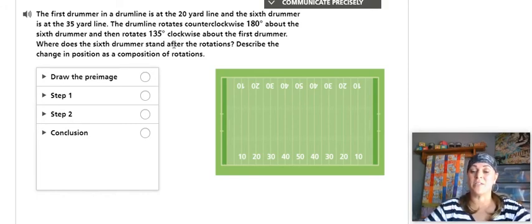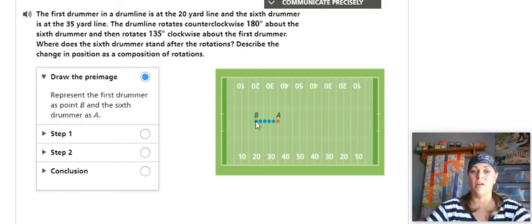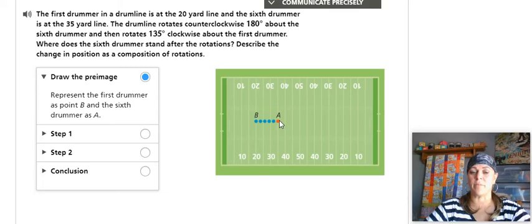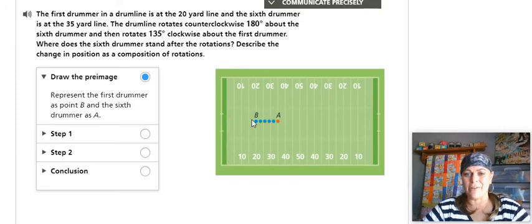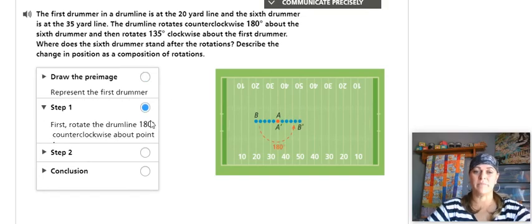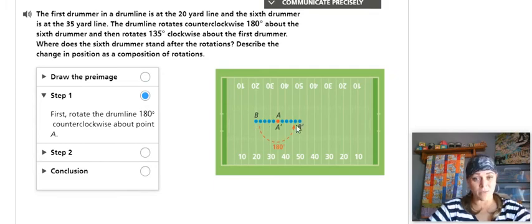Where does the sixth drummer stand? We're going to walk through this each time. First, draw what you have. This is where you're starting. Point B is the first drummer, and the sixth drummer is point A. It explains that there. So from this point, I'm going to rotate counterclockwise 180 degrees. Now, it's 180, so clockwise or counterclockwise, it's still going to end up here. But this is clockwise because this is the way the hands go on a clock, and this is counterclockwise. So we're going to go there, 180, and it should end up over there. There it is, 180. Notice the direction it went.